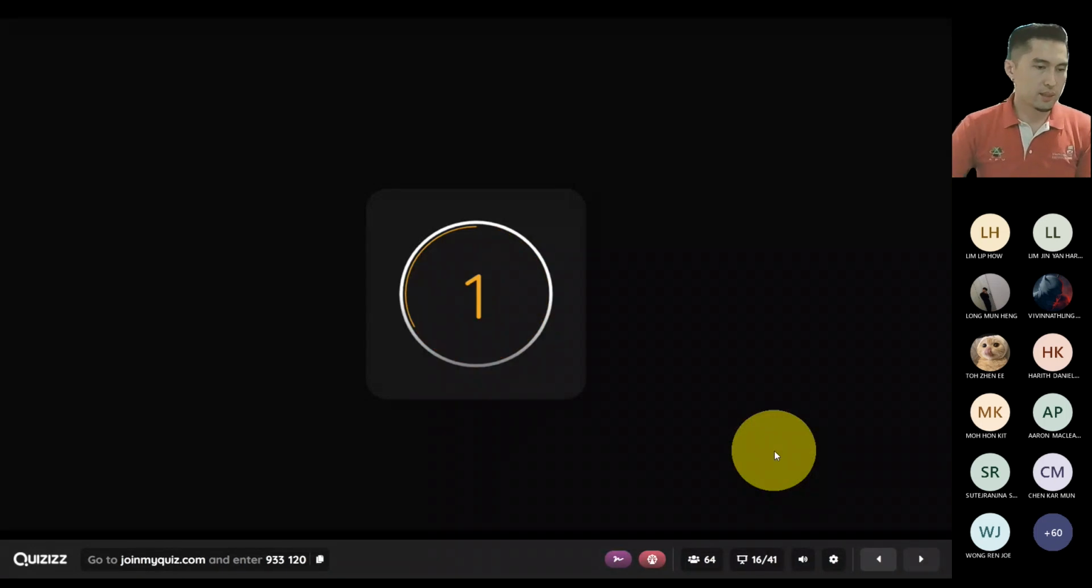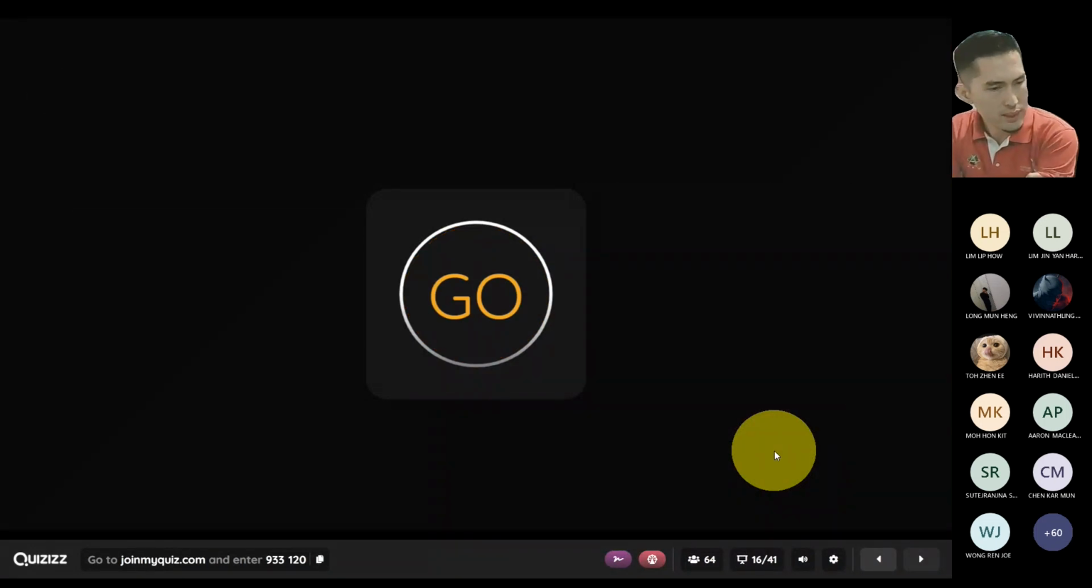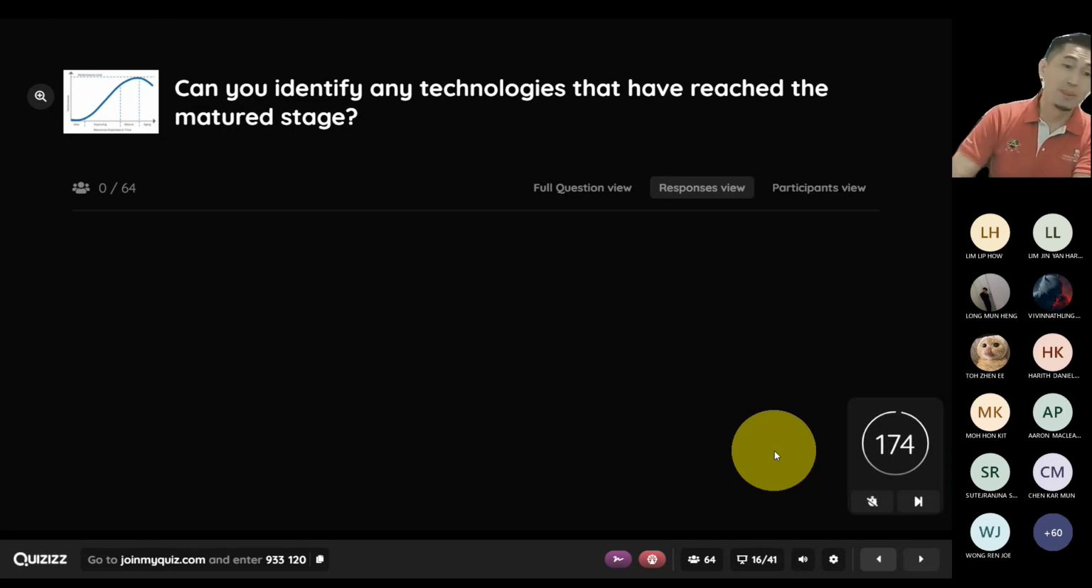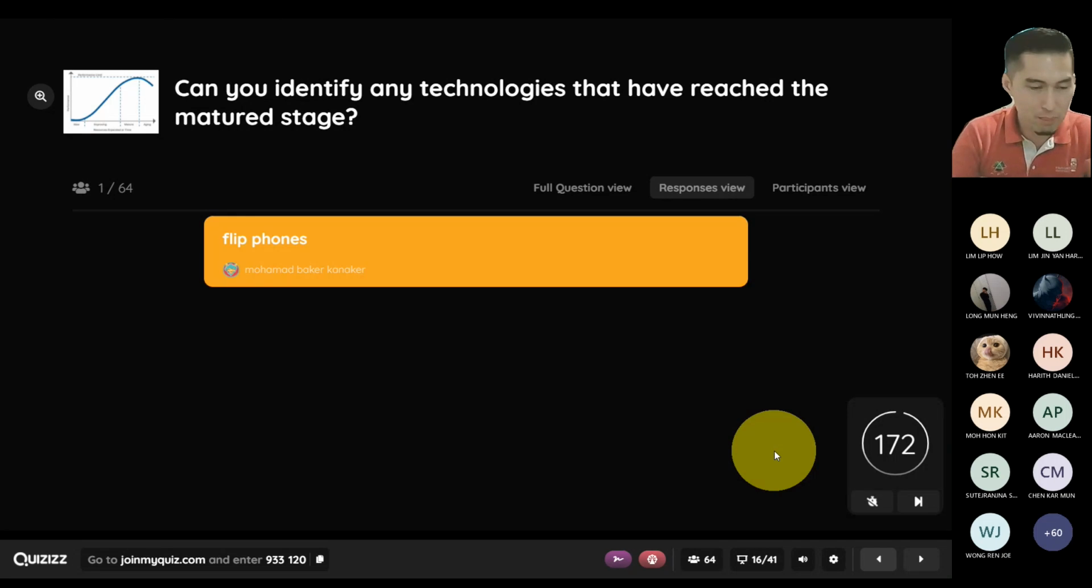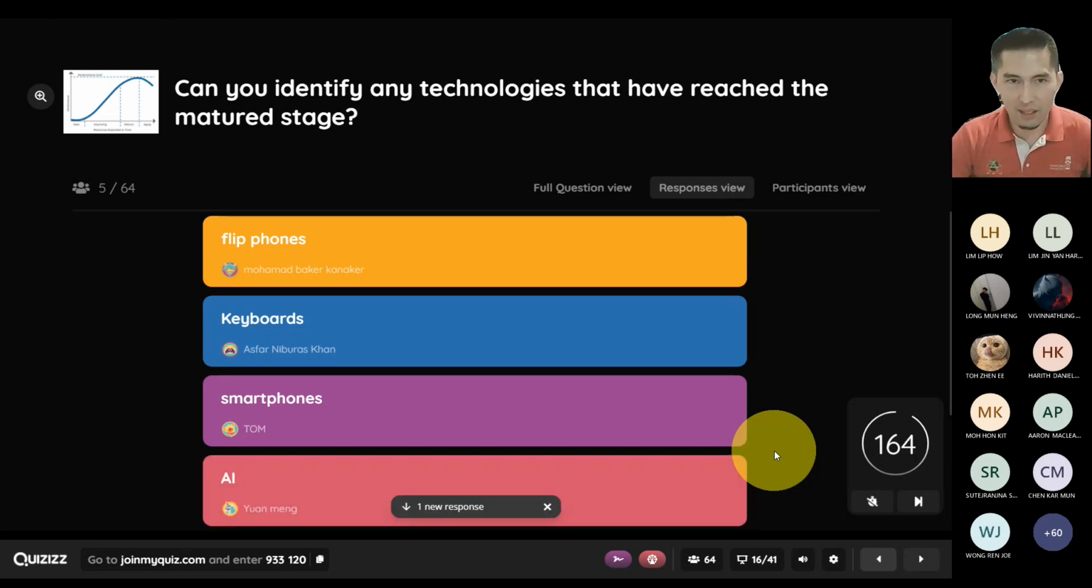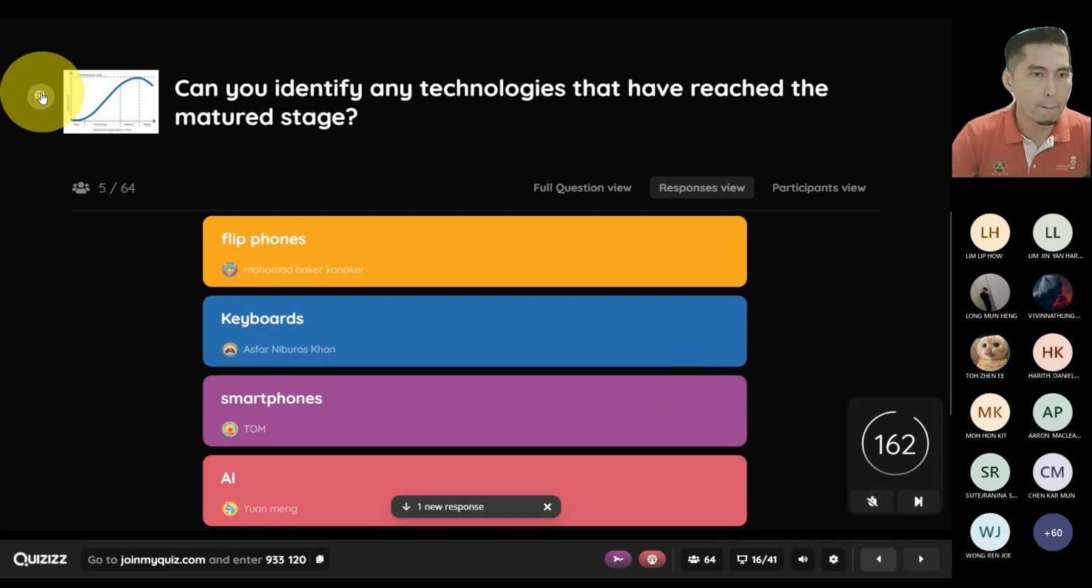A quick question here. Sardar said that will not be good for me as I like to charge at the same time I'm playing PUBG. But technologies will come along whereby you can still wirelessly charge your phone and at the same time still use it. Can you identify any technologies that have reached the matured stage?